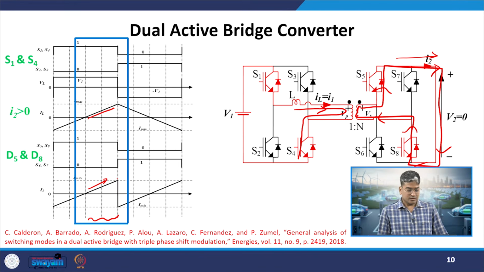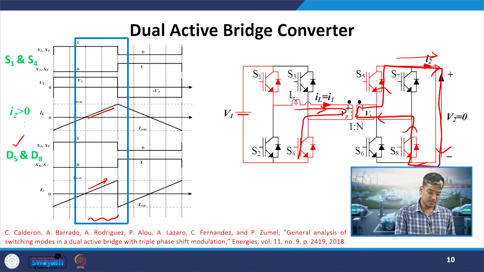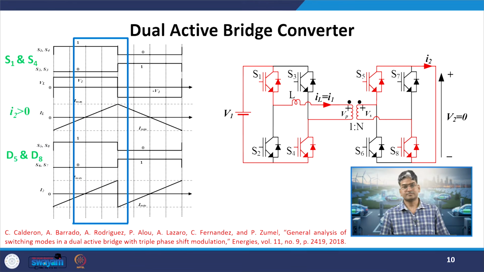Okay. So, which devices are conducting in this case? In this case, if you see, the devices will be your diodes on the secondary side. Okay. So, we have already discussed D5 and D8, they will be conducting. On the primary side, the switches will be conducting because it is in the positive half cycle and current is positive.